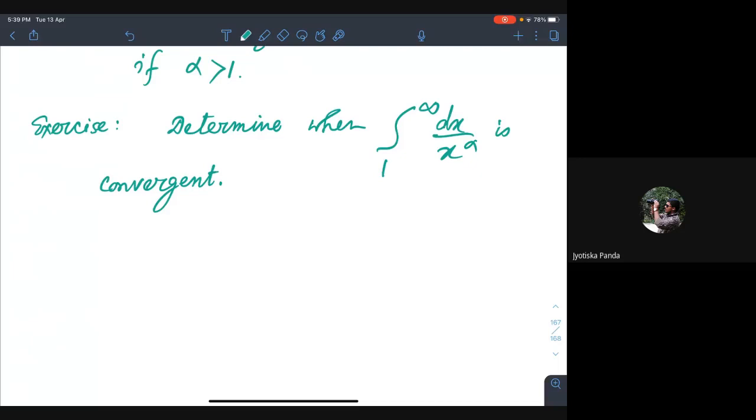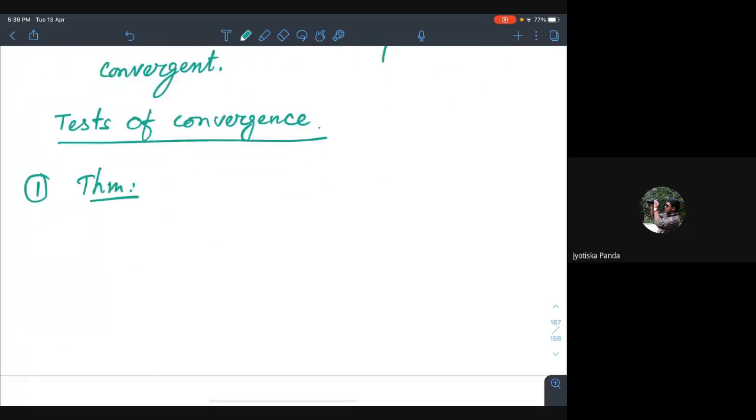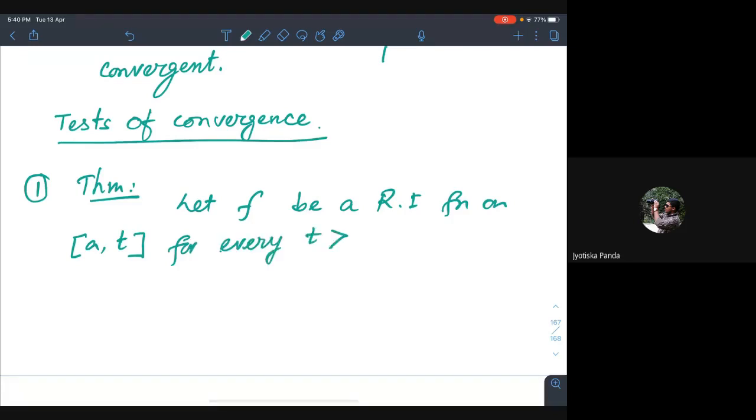All right. So let's look at when such an integral exists. The test of convergence. One is the theorem: let f be a Riemann integrable function on a to t for every t greater than or equal to a.